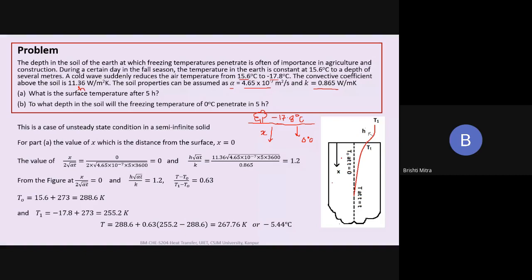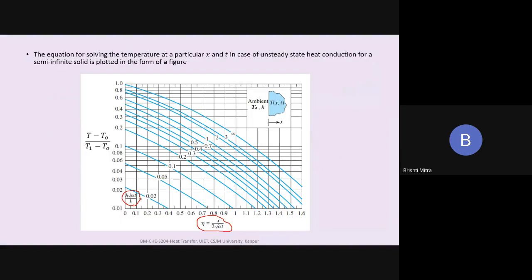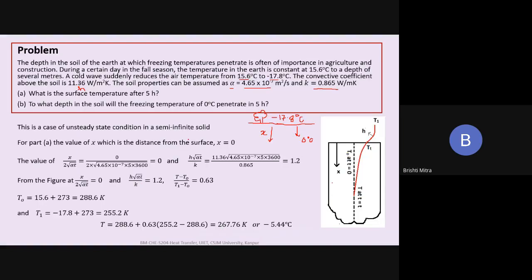In the graph which we have seen, we have to calculate x divided by 2 square root of alpha t. Now, what is x? x is the distance at which we want to calculate the value. The first thing we want to find out is the surface temperature.